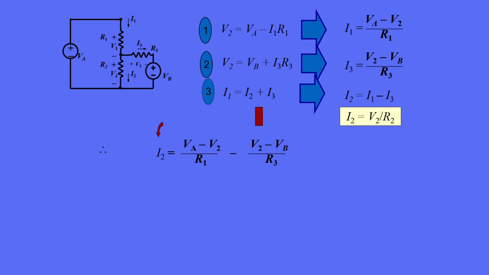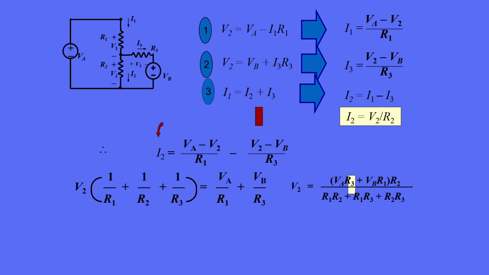Remember, our goal is to find an expression for the voltage V2. So the next thing we want to do is express I2 as a voltage V2 over R2. We move all the terms involving V2 over to the left-hand side of the equation. Here's what we get. Finally, we solve everything for V2 and get the complicated expression to the right. Note that it contains components of VA and VB, plus all the resistors in the circuit.